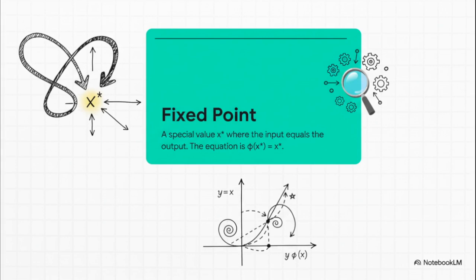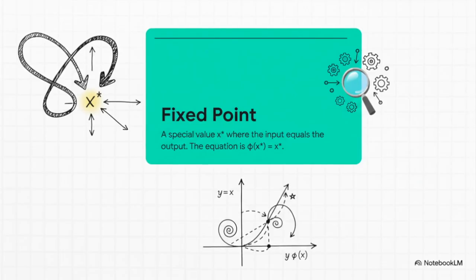So, what on earth is a fixed point? Well, it's a special number. We'll call it x star, where if you plug it into a function, the function just spits that same exact number right back out. The input equals the output. It's fixed in place.